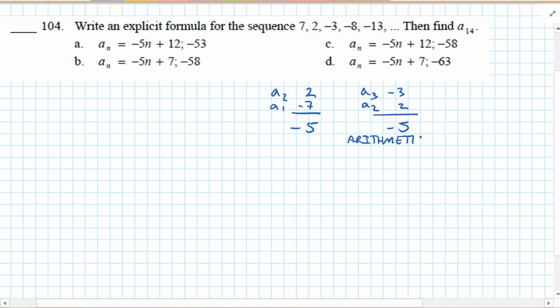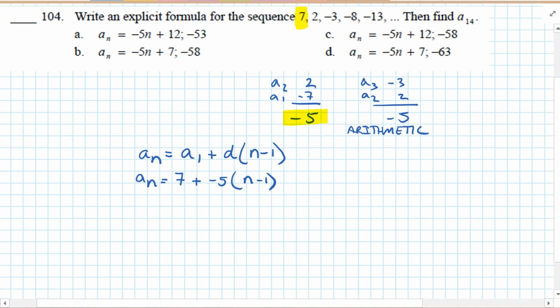Since there's a common difference, this is arithmetic, and we'll use the formula of A of n, the current term, equals A1, our first term, plus D, our common difference, times n minus 1. Okay, so there's our base shell for the explicit formula. Now let's plug in what we know. A of n equals, well, what's our first term of this sequence? 7. So we're going to plug that in. A of 1 is 7 plus, what was our common difference? -5. -5 times n minus 1.